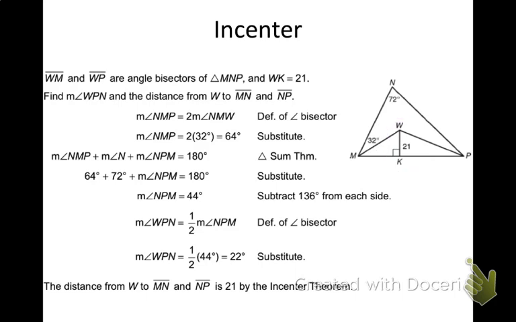Yep. So if I wanted to find the distance from W to NP, so I want to find the distance to the other side, what's that distance have to be? 21. Yeah, this distance has to be 21 because it's the same. What's the distance from W to MN have to be? 21 as well. Again, incenters are equidistant to all of the sides of the triangle.